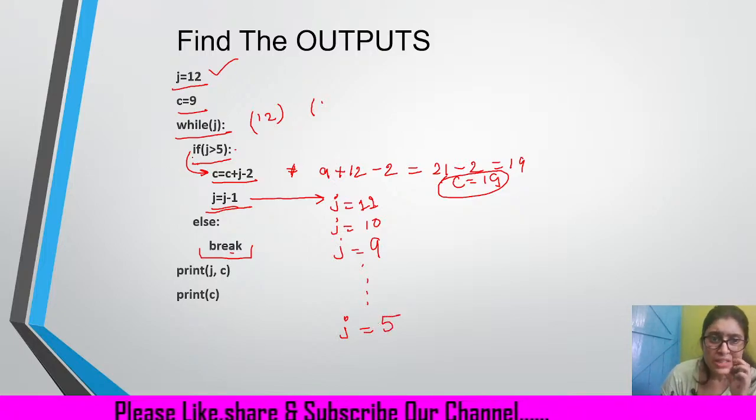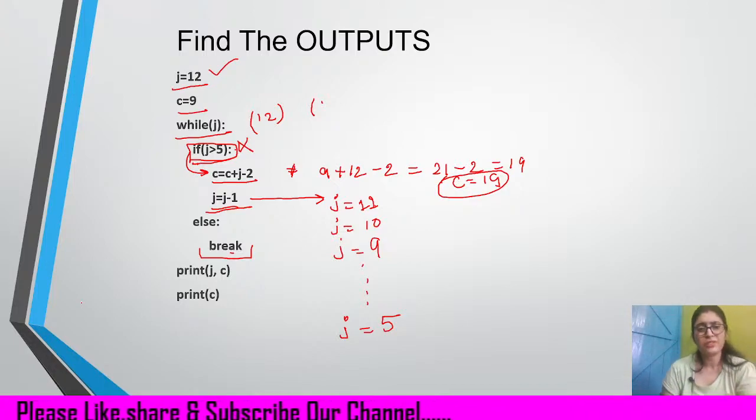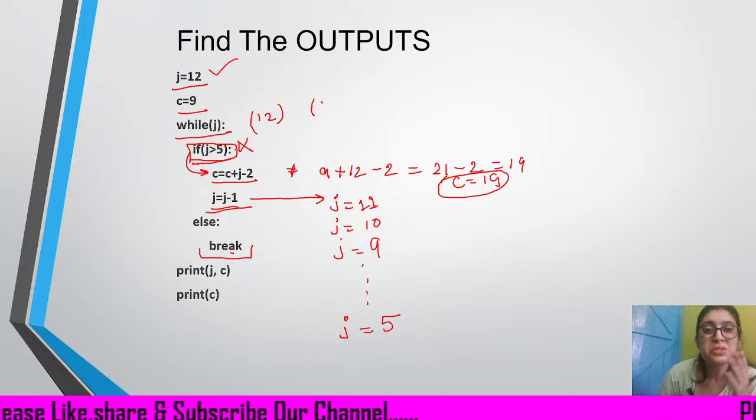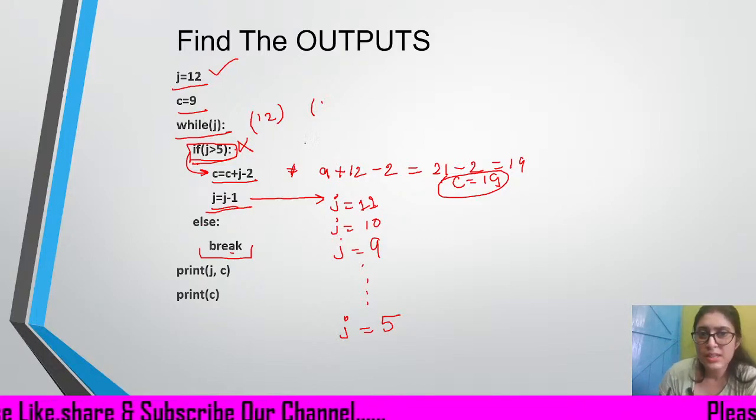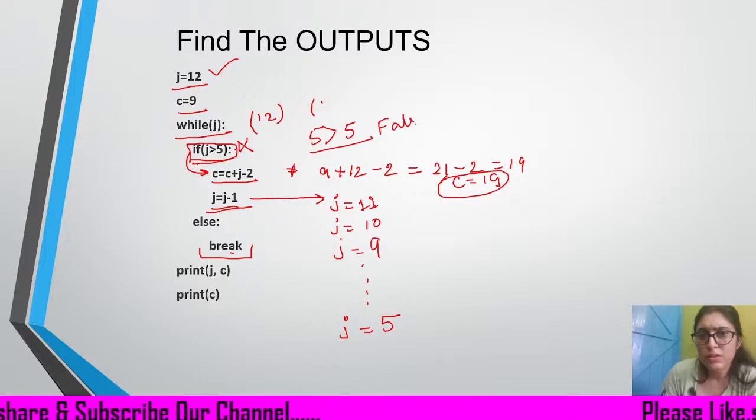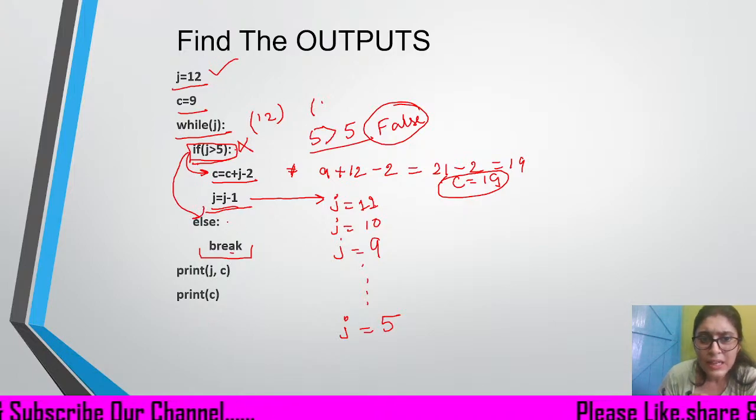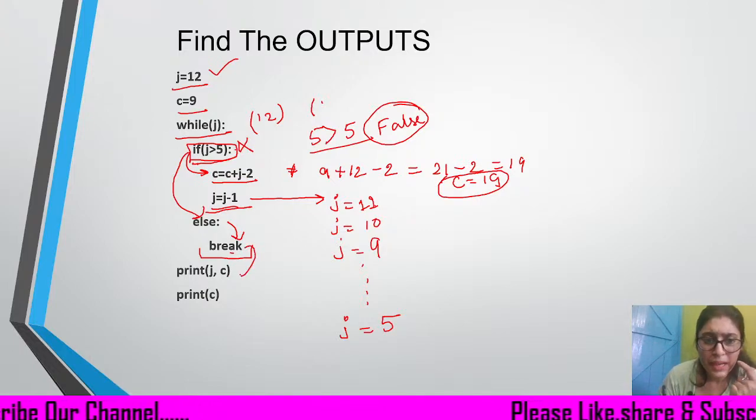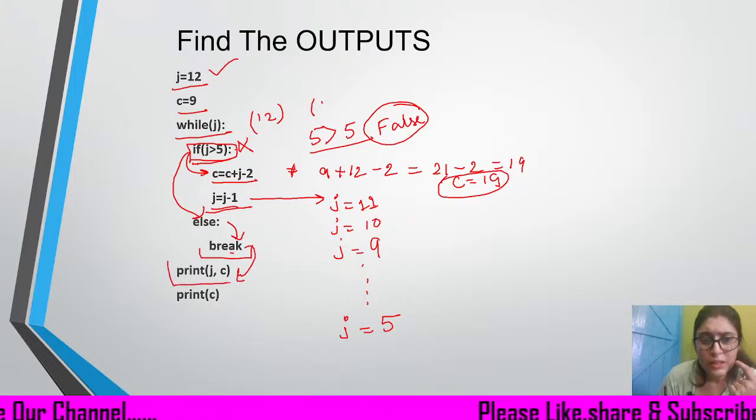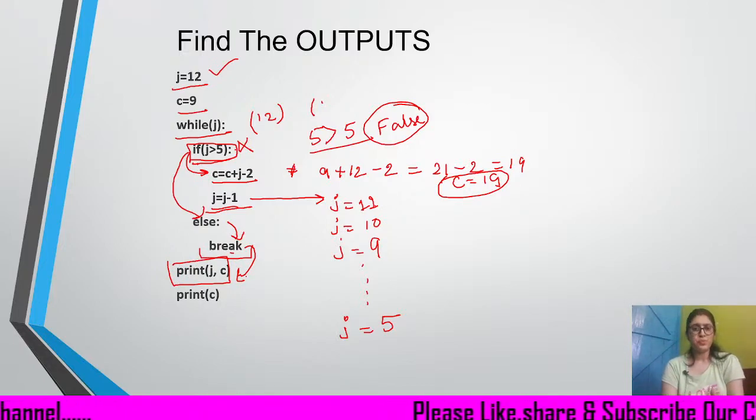So when the J value is 5, the condition of this if statement will become false. 5 is not greater than 5. This condition will become false. So it will go to the else part, and in the else part it is telling you to break from the loop. So it will break out from the loop, and it will print this statement, that is printing the J value and C value.